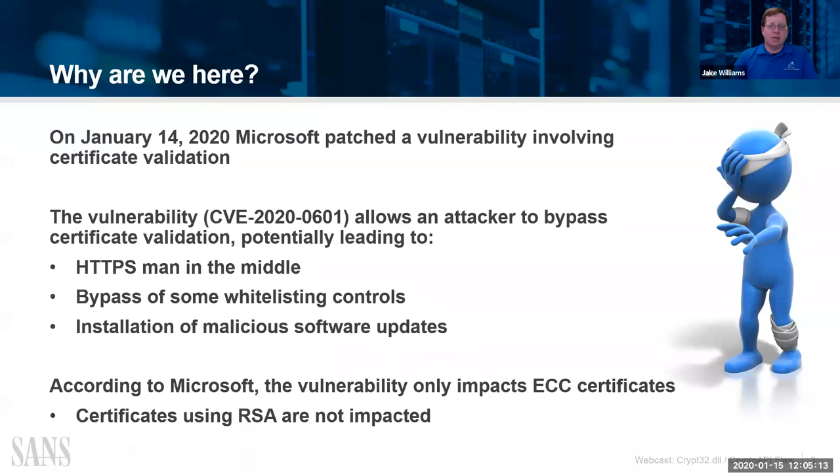Again, the vulnerability that we've got here, CVE-2020-0601, could allow an attacker to bypass certificate validation. HTTPS man in the middle is a definite concern. Bypass of whitelisting controls, again, a definite concern. And then, of course, the big one here is the installation of malicious software updates. We want to walk through that one in particular because we think that's probably the biggest threat that most people are going to face.